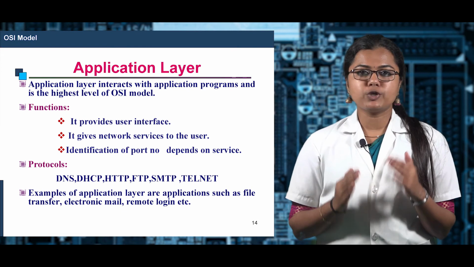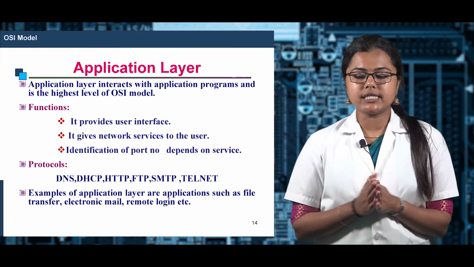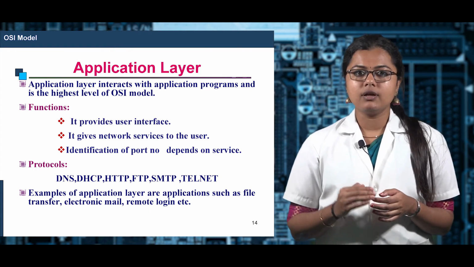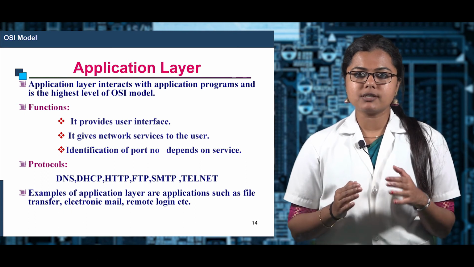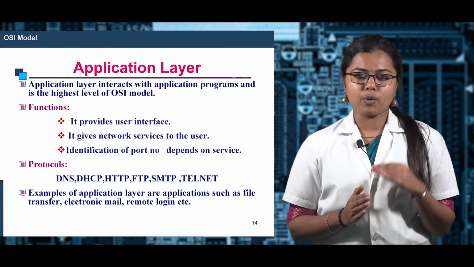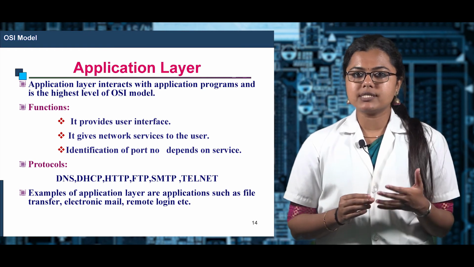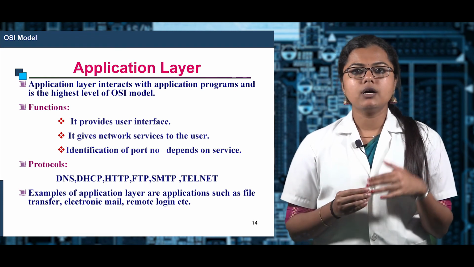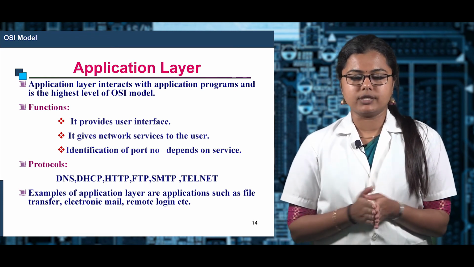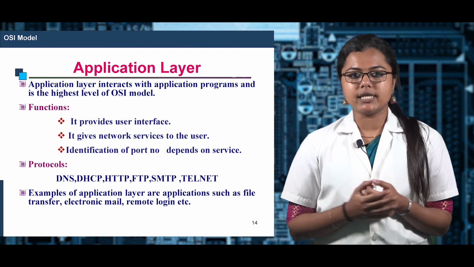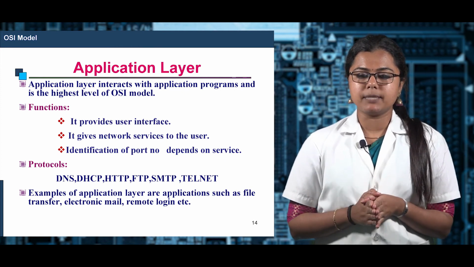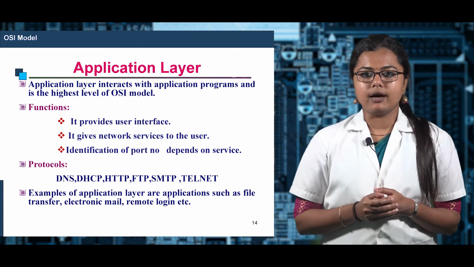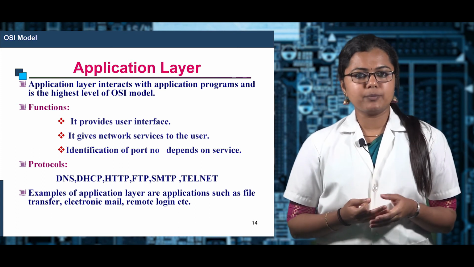Going for the seventh layer and the topmost layer of the OSI model, the application layer. The application layer interacts with all the application programs and is the highest level of the OSI model. Its main functions are to provide a user interface and network services to the user, and the identification of the port number depends upon the services that we are using. The protocols of the application layer are DNS, DHCP, HTTP, FTP, SMTP, Telnet, etc. Some examples of application layer services are file transfer, electronic mail, remote login, etc.